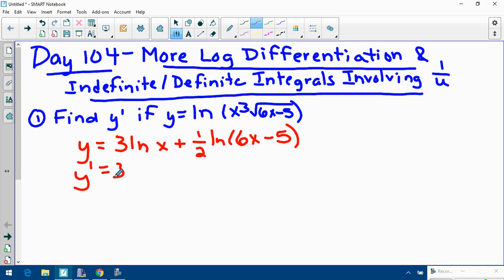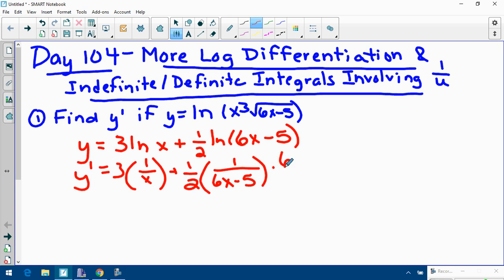This would be 3 times ln of x derivative is 1 over x, plus 1/2 times ln of 6x minus 5 would become 1 over 6x minus 5 times the derivative of 6x minus 5, which would just be 6. Do a little canceling there. The 2 is going to go away with a 6, leaves us with a 3. So I have y prime equals, this first piece is really 3 over x plus 3 over 6x minus 5.